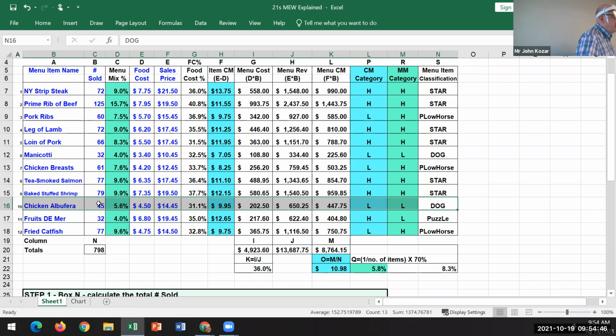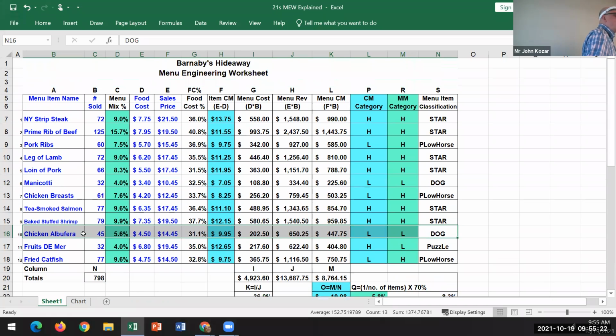Okay, so if you could bump up the sales number, get this 5.6% up over the 5.8. Okay, that would work because you need to sell more of it, and who knows what chicken albufera is? Anybody taken stock sauces and soups? You're in it this semester, or you already?